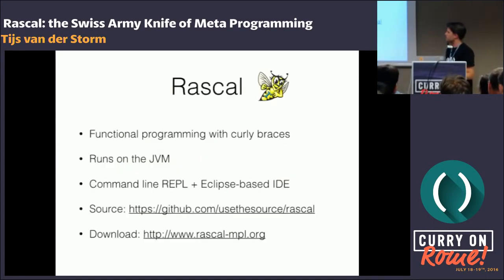Okay, so what is Rascal? It's basically a functional programming language, but with curly braces. So it looks like Java to some. It even looks imperative, but mind you, underlying all data is immutable, so there are no aliasing problems and so on. It runs on the JVM.